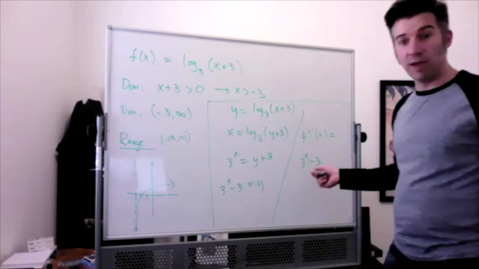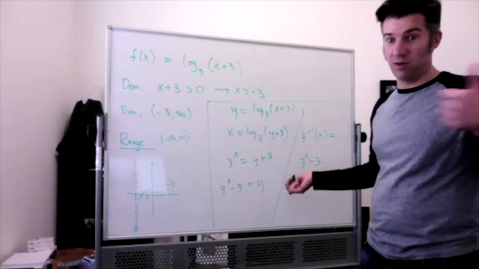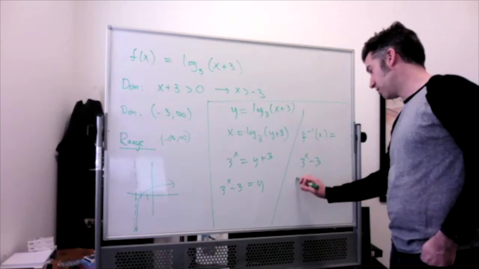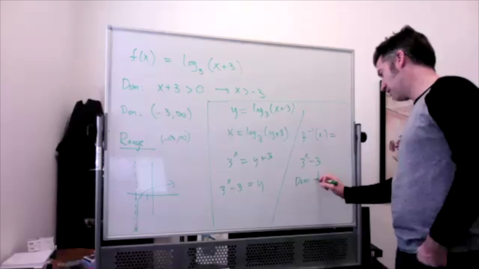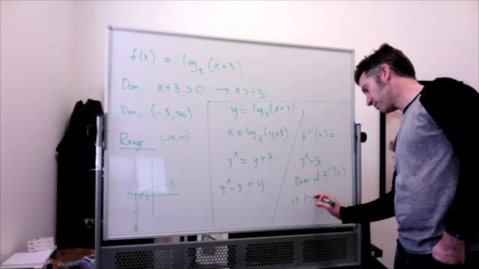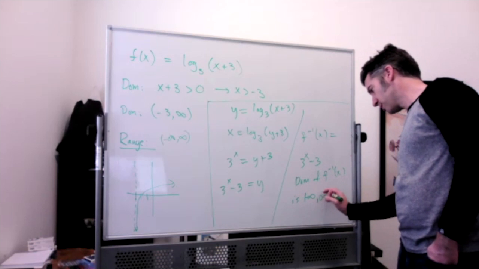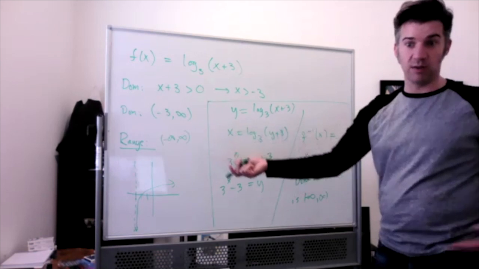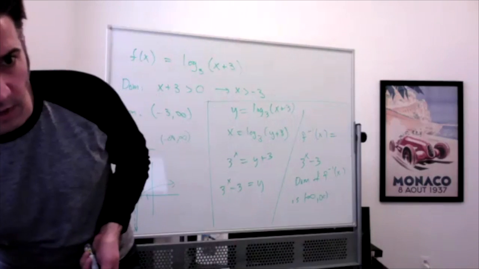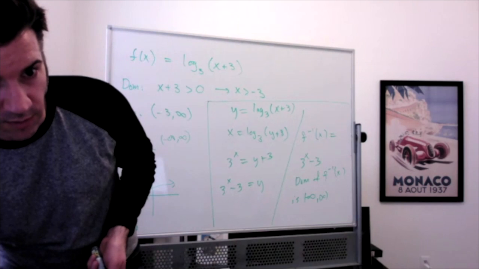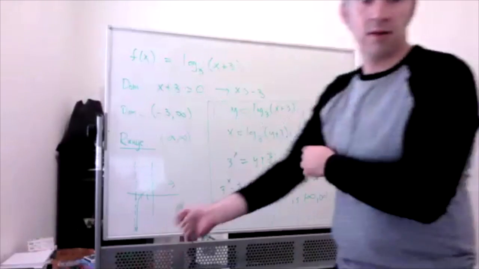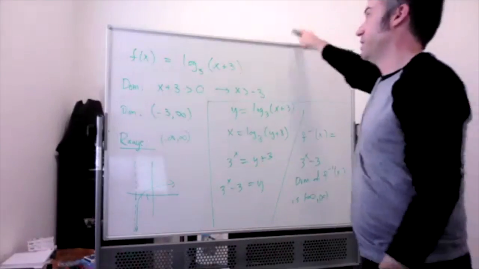And certainly the domain of this function is everything, right? There's no division by 0, there's no square roots, there's no logarithms. So the domain here of f inverse of x is everything. Negative infinity to infinity, which means that's the range of the original function. Okay. So let's look at some more examples.